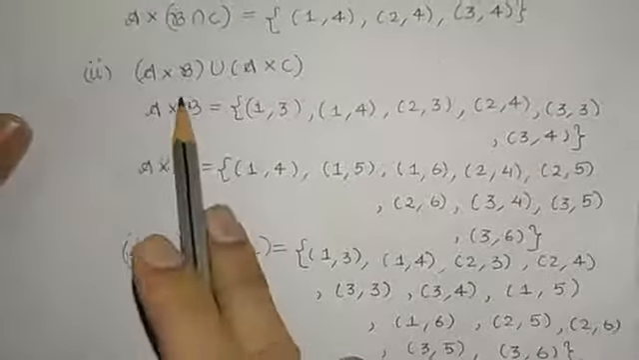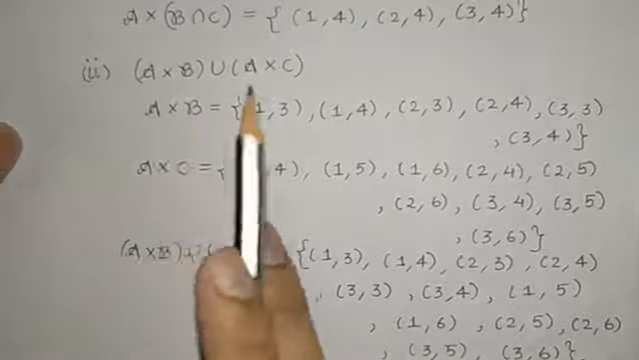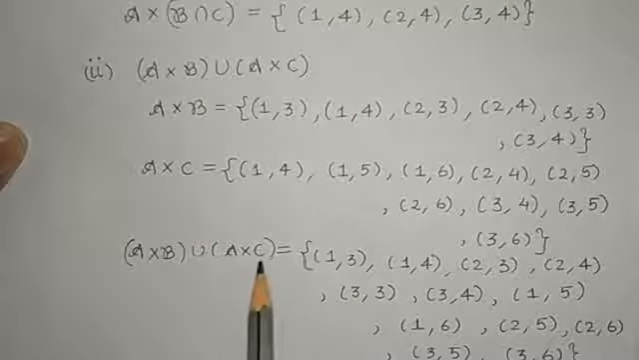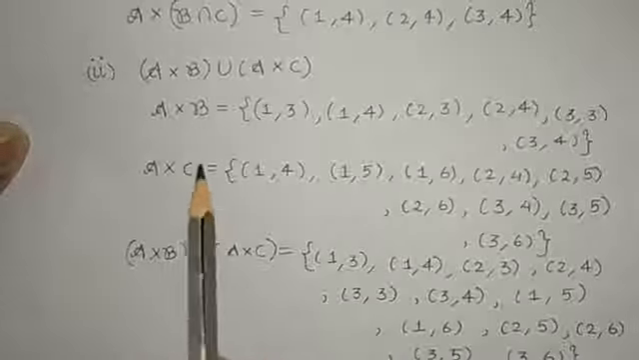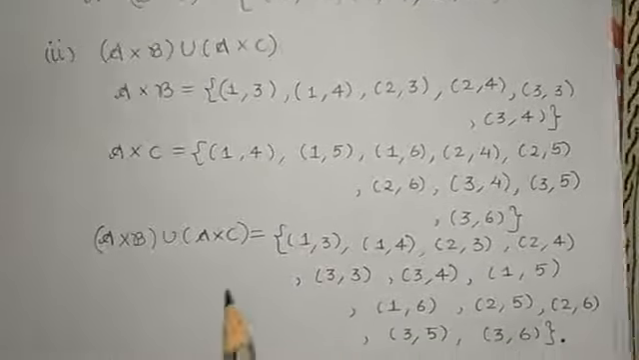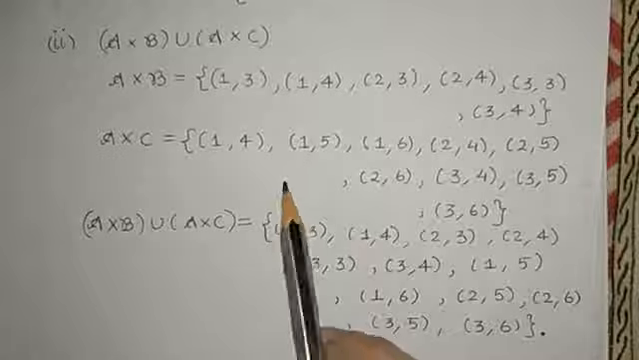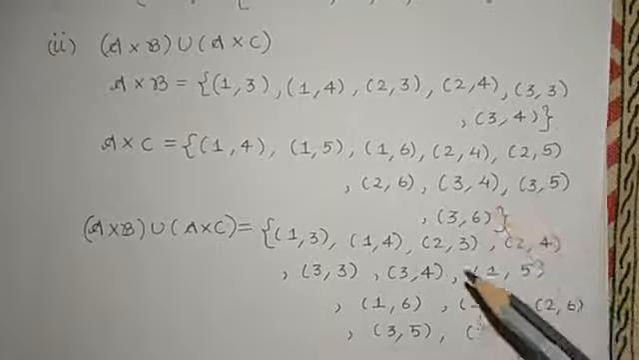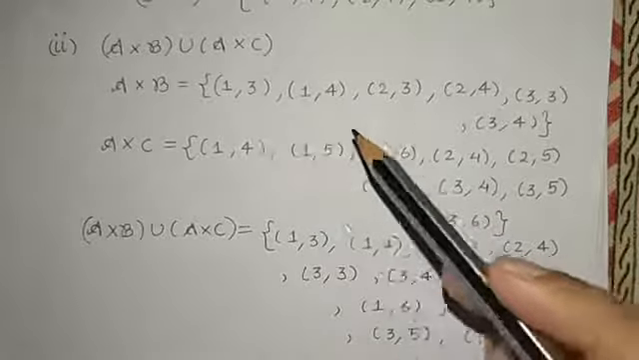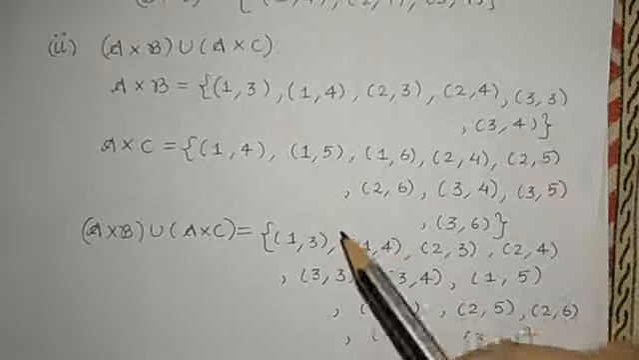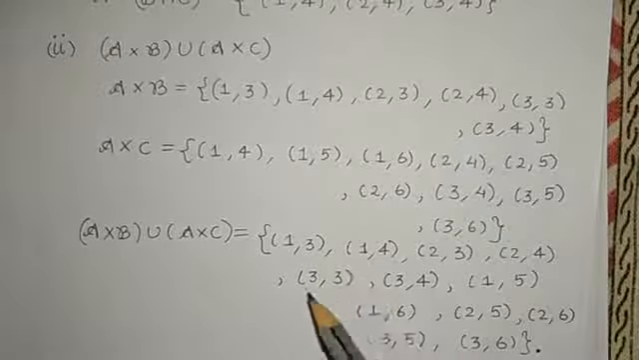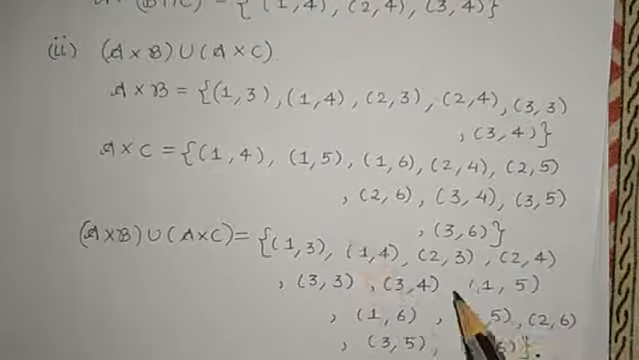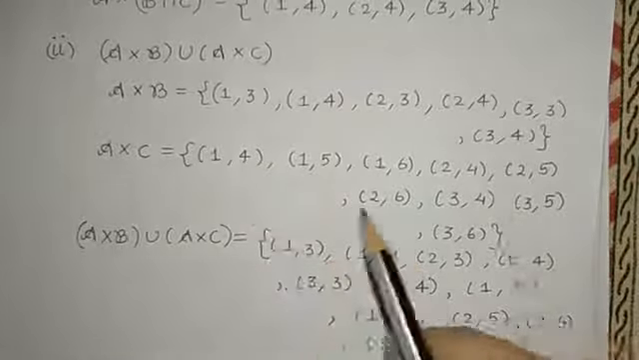Now what we have to find is (A cross B) union (A cross C). We have both the sets A cross B and A cross C, and now you just have to take the union of these two sets. That will be all the elements of A cross B and all the elements of A cross C. So you write all the elements of the first set: (1, 3), (1, 4), (2, 3), (2, 4), (3, 3), (3, 4). And then write all the elements of the other set.